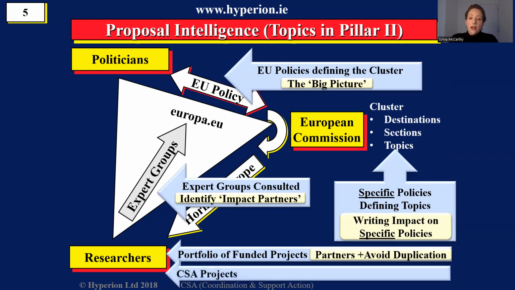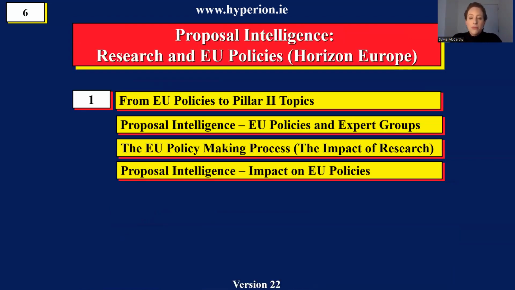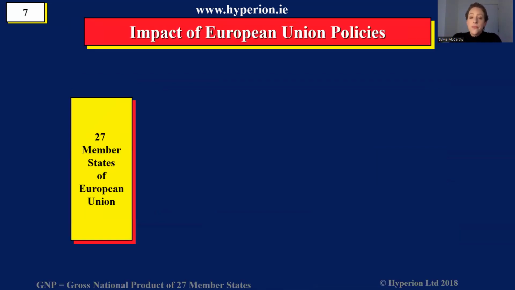In particular here, I look at CSAs, coordination and support actions funded within Horizon Europe and Horizon 2020. For now, just know that I use them to see how the Commission uses foresight, but you can use them for proposal ideas and, again, potential partners. So that's the kind of information you'll be getting from a proposal intelligence report. But we need to know why you want that information, so we can move on to the first module.